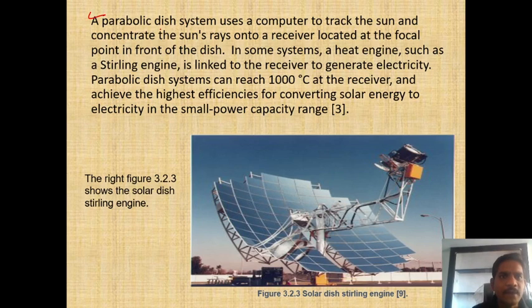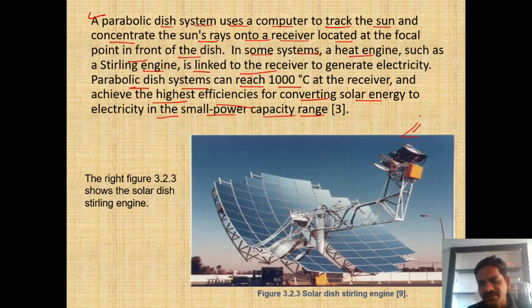so here a parabolic dish system uses a computer to track the sun and concentrate the sun rays onto the receiver located at the focal point in front of the dish. In some systems a heat engine such as a Stirling engine is linked to the receiver to generate electricity. A parabolic dish system can reach 1000 degrees Celsius at the receiver and achieves the highest efficiency for converting solar energy to electricity in the small power capacity range. Yes or no? Yes. So here we have to put one Stirling engine, and the Stirling engine produces the electricity guys here. Okay.